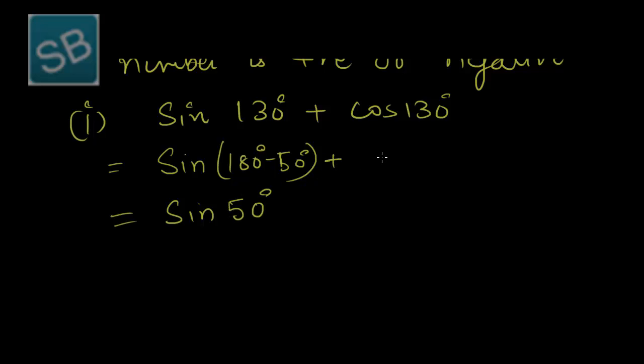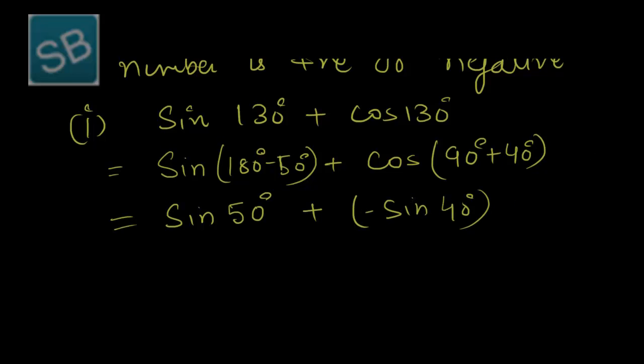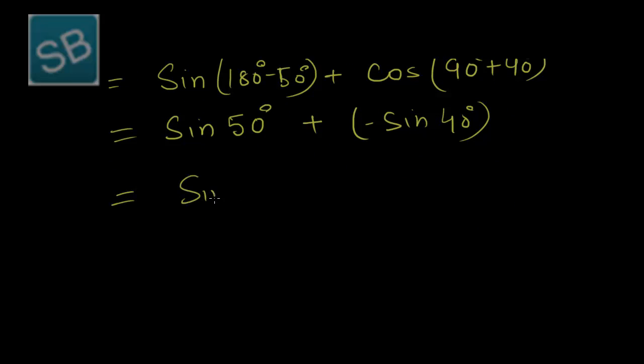And we have to change cos into sin, so the angle will be changed on 90 degree or 270 degree. So on 90 degree it becomes 90 plus 40 degree, that is cos 90 plus theta, which is in the second quadrant, becomes minus sin 40 degree. So we get sin 50 degree minus sin 40 degree.